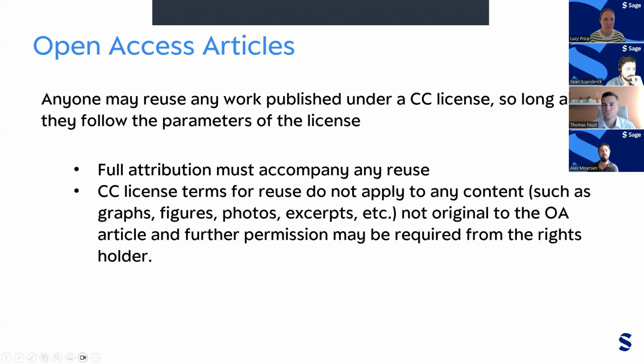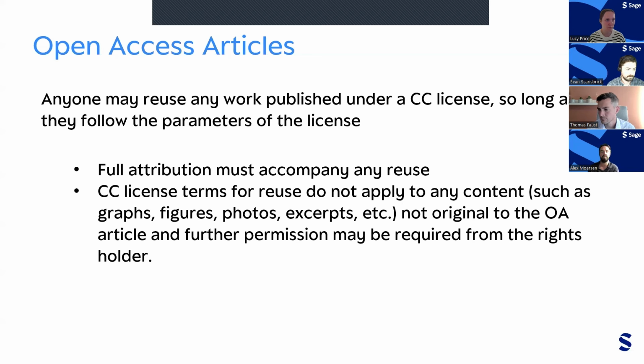Most journals are also members of the Committee on Publication Ethics, or COPE, and each journal's peer review policy is outlined in the journal's manuscript submissions guidelines, which can be found on the individual journal's website on Sage Journals.